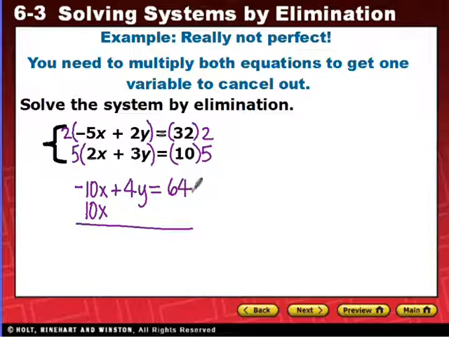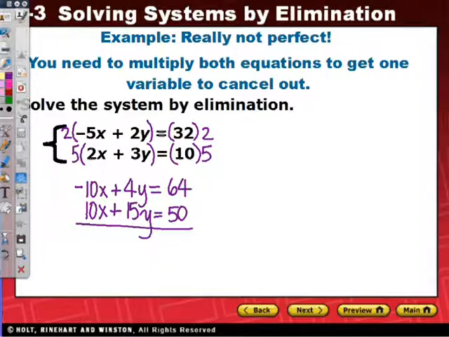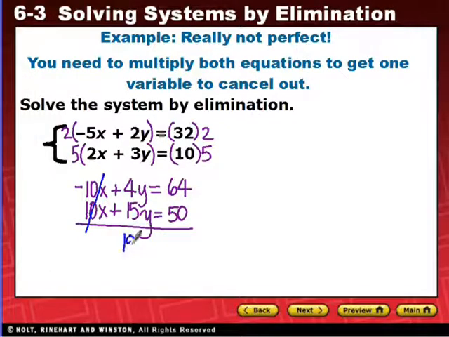Then the second equation, I already have my 10x. 5 times 3y is 15y, and that's going to equal 50. So these two equations are equivalent. If we graph them, they would be the exact same lines as the first set of lines, right on top of them. And now, we get to the magic part. 10x and negative 10x cancel. 4 and 15 make 19y's, equal to 114.